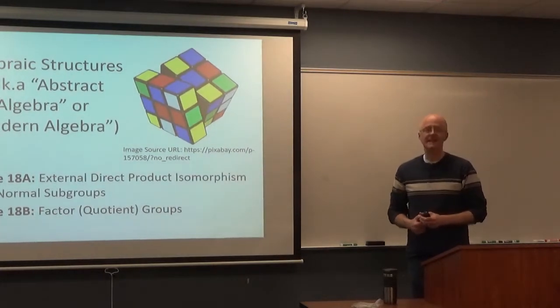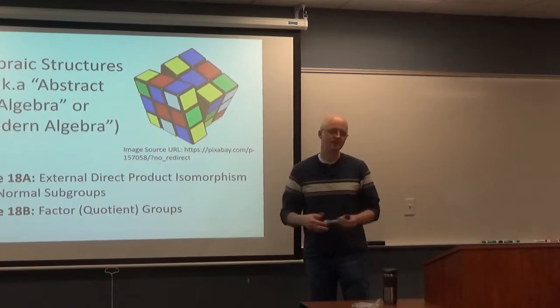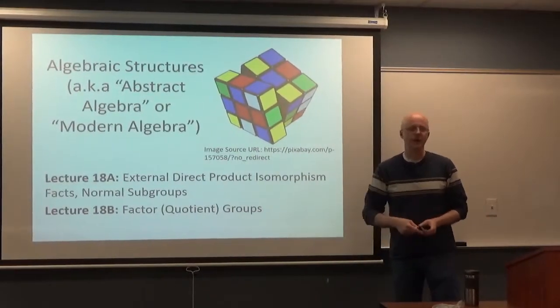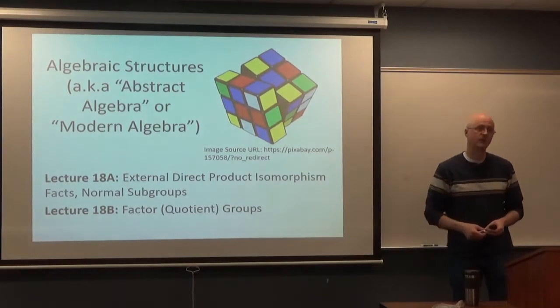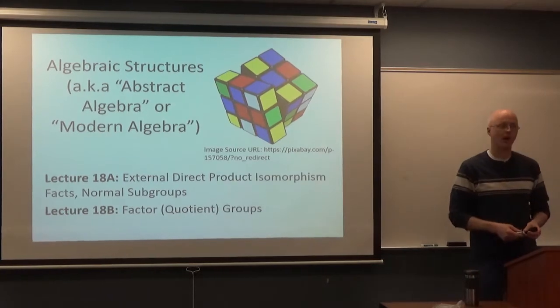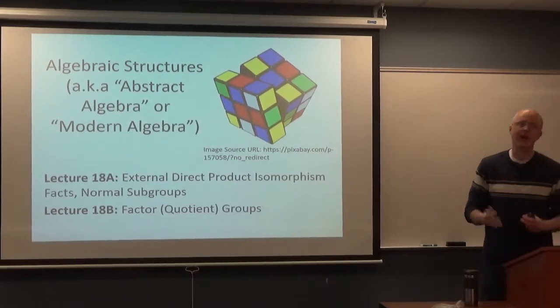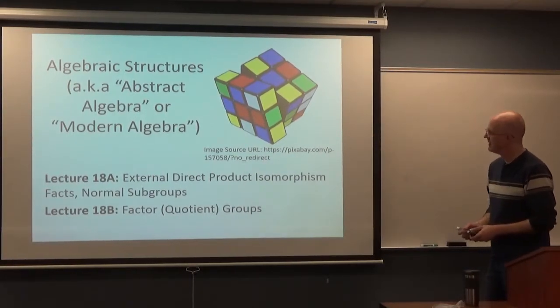All right, lecture 18A today. We'll do more external direct product, isomorphism facts, and computations as well. Remind you what a normal subgroup is. Probably most of lecture 18B will be something related to normal subgroups, factor groups, often called quotient groups. In fact, I learned them as quotient groups, so I have to work hard at saying factor group instead of quotient group. But our text uses the terminology factor group.